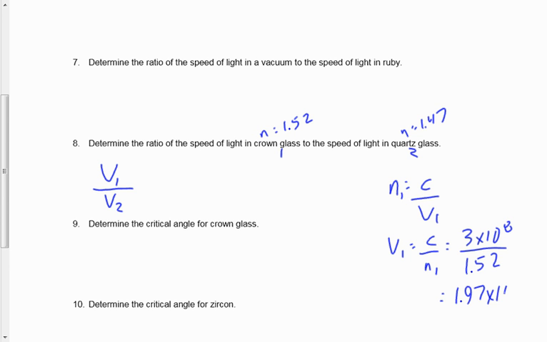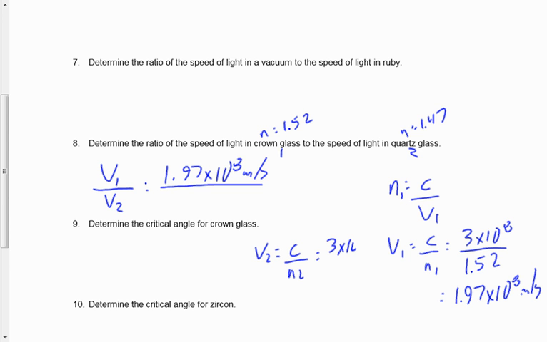1.97 times 10 to the 8 meters per second. All right, so let's put that in for V1 here. 1.97 times 10 to the 8 meters per second. V2, we're going to do the same thing for V2, right? But use the index of refraction of quartz glass. It's C over N2, which is 3 times 10 to the 8, divided by 1.47.